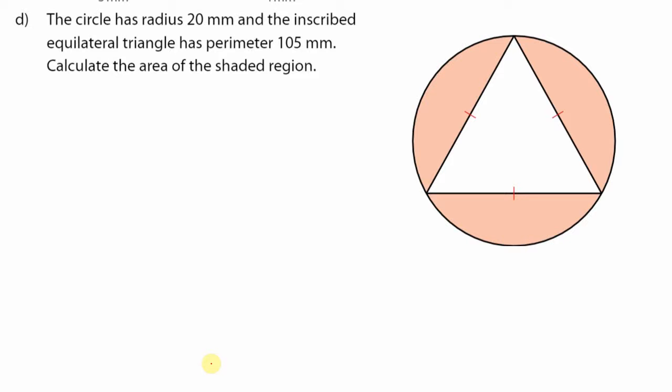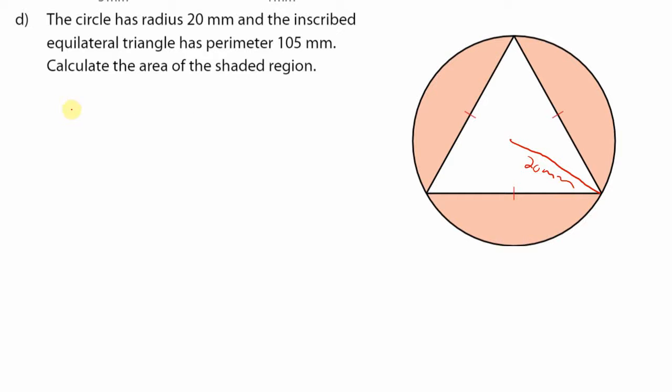Number D. The circle has a radius of 20 millimeter. So if you go to the middle of the circle, the radius is 20 millimeter. Okay, so we have an equilateral triangle, meaning all the sides have the same length, with a perimeter of 105.